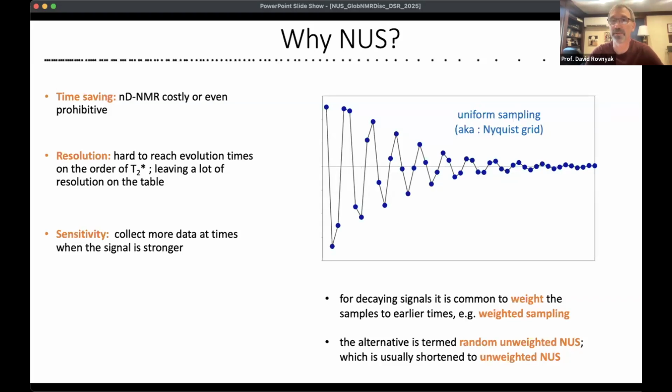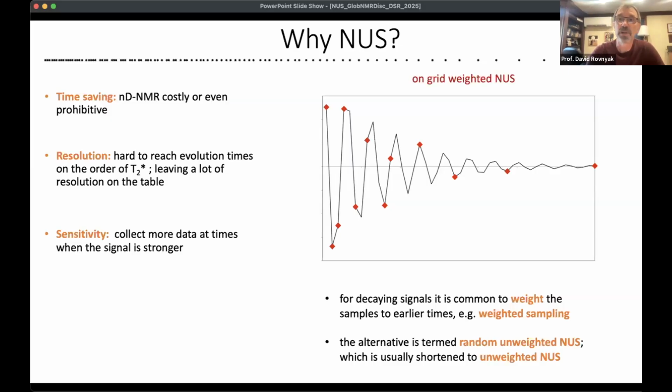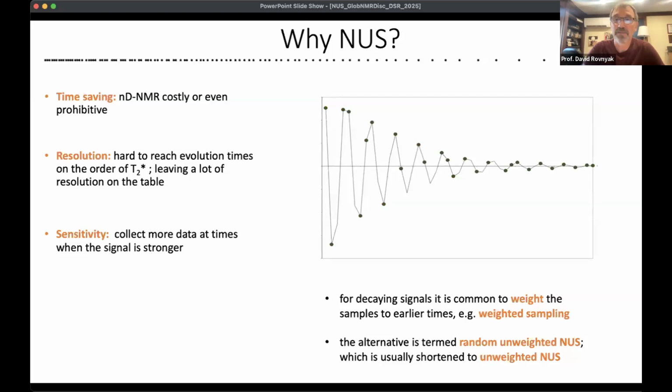So here's an example of a uniformly sampled signal. Here's an example of weighted non-uniform sampling, where you see more data points are taken earlier on, where the signal is more intense. This goes back to fantastic pioneering work by Barna and Laue in the 80s. And so we call that on-grid weighted because we selected data points from the grid of uniform points, which we often call the Nyquist grid. You can also have random unweighted, and this is also something that we've seen in the previous presentation, and we'll explore a little bit more here as well.